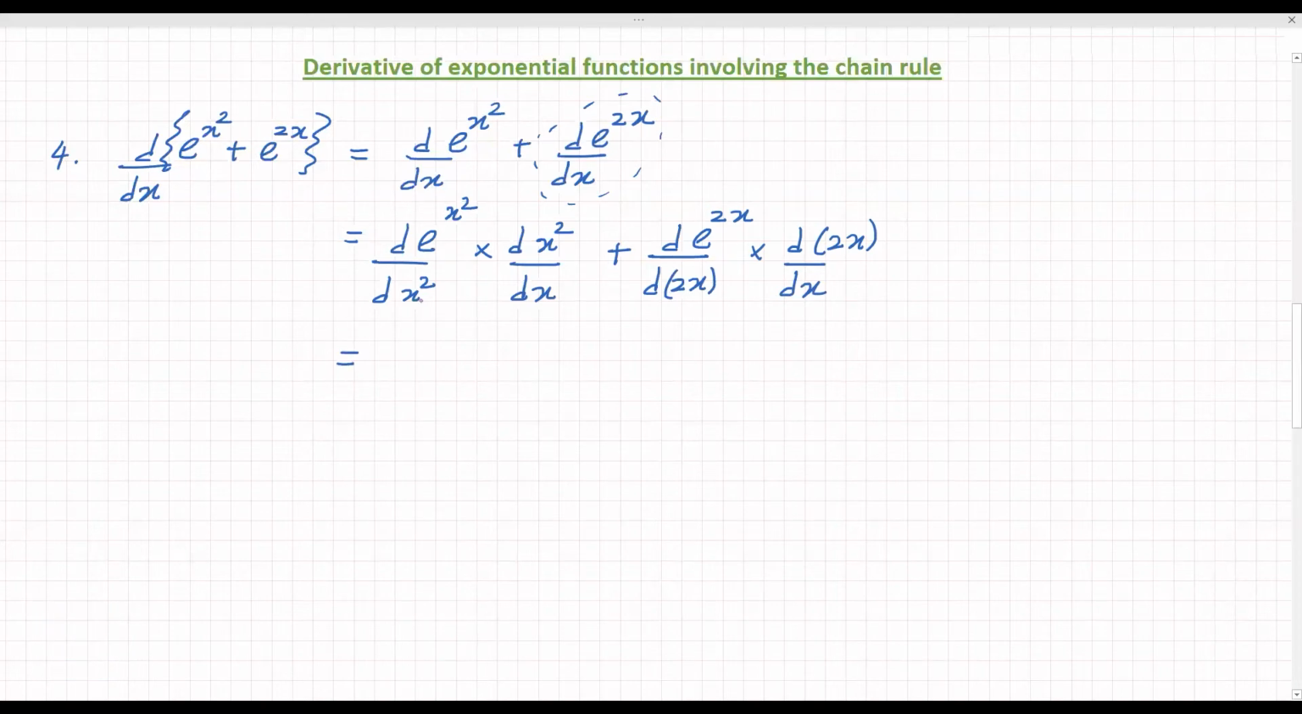Now, from this term, you can get e to the power x squared. And from this term, you can get 2x, and this would be e to the power 2x. And from here, you will get 2. So finally, you get 2x e^(x squared) plus 2 e^(2x). So that's the answer for that particular question.